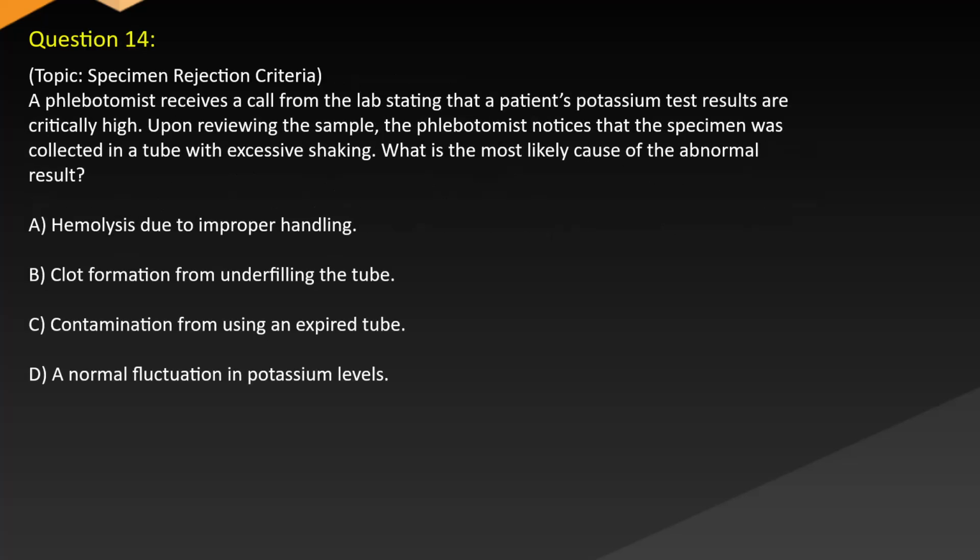Question 14. Topic: Specimen rejection criteria. A phlebotomist receives a call from the lab stating that a patient's potassium test results are critically high. Upon reviewing the sample, the phlebotomist notices that the specimen was collected in a tube with excessive shaking. What is the most likely cause of the abnormal result?